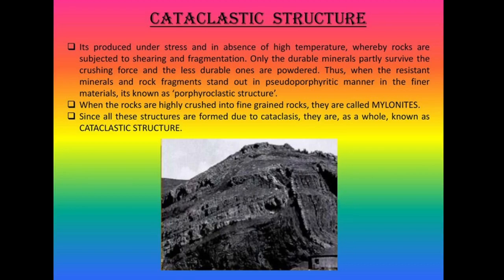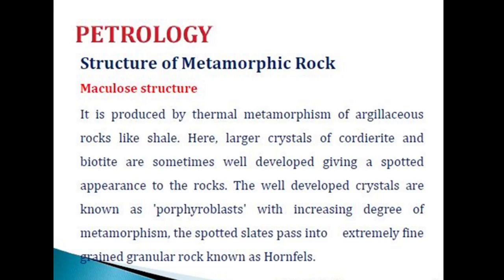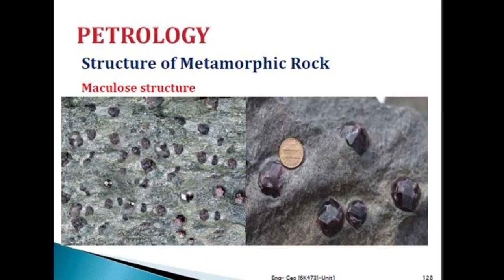Our next type of structure is the maculose structure. It is produced by the thermal metamorphism of argillaceous rocks like shale. Here large crystals of cordierite and biotite are sometimes well developed, giving a spotted appearance to the rocks. These well-developed crystals are known as porphyroblasts. With increasing degree of metamorphism, the spotted slates pass into an extremely fine grained granular rock known as hornfels. The figure shows the maculose structure, which is characterized by the spotted appearance of the rock. In the figure you can see the spotted appearance in the rock.